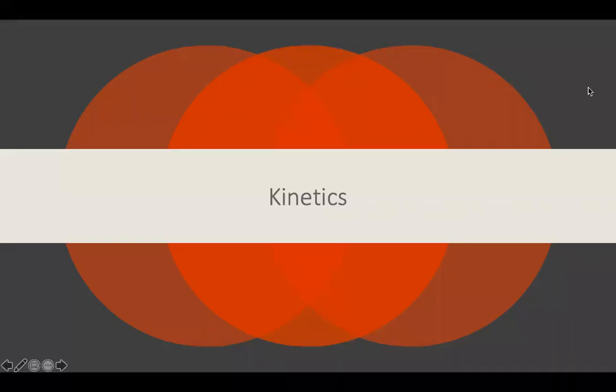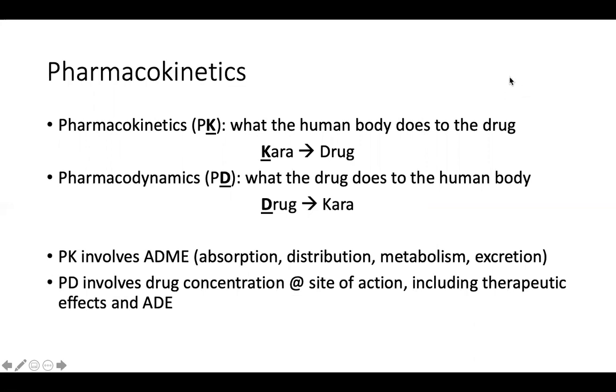So, kinetics. I'll start off with the difference between pharmacokinetics and pharmacodynamics. Pharmacokinetics is what the human body does to the drug, and dynamics is what the drug does to the body. Here's an example of how we can remember this. I'm sorry if your name doesn't start with a K, but this is how I remember: PK is what Kara does to the drug, or what the body does to the drug, and PD is what the drug does to the body.